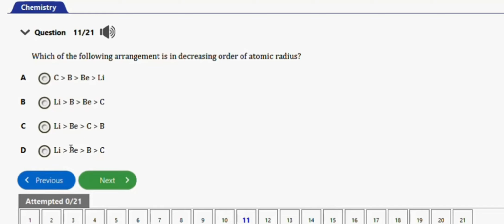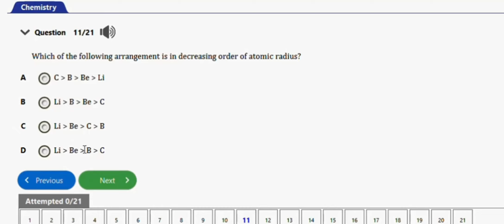So in the arrangement of your elements in the periodic table, after lithium you see beryllium, before you see boron, and then carbon. So the right option is option D. Okay, so that's it for this question.